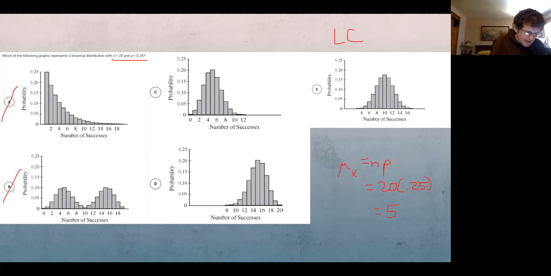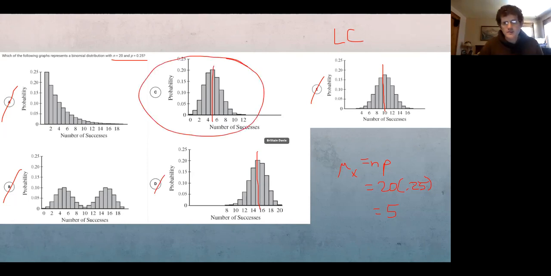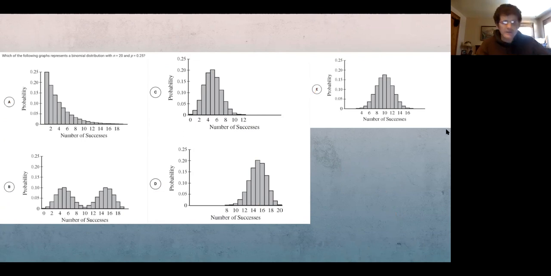This one is centered at 10, so that's not it. That one's centered at 15, that's not it. So it must be this one. We can see that's centered right at 5. There's your answer. And I will say this is not technically enough failures and successes to be called approximately normal, but that's okay. They're not asking us to do that in this problem.